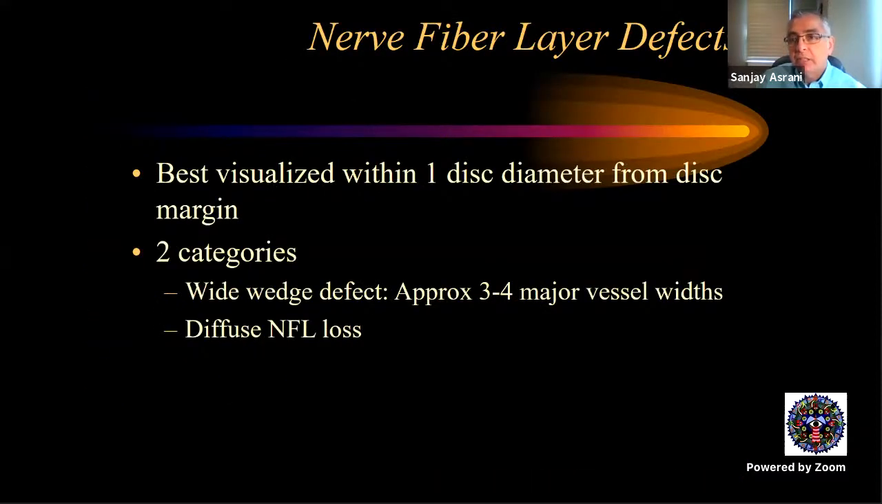These nerve fiber layer defects that we are looking for are best visualized within 1 disc diameter from the disc margin, but that is old thinking. You can see these nerve fiber layer defects anywhere in the posterior pole. There are 2 categories. They are wide, that are approximately 3 to 4 major vessel widths, or they're diffuse.